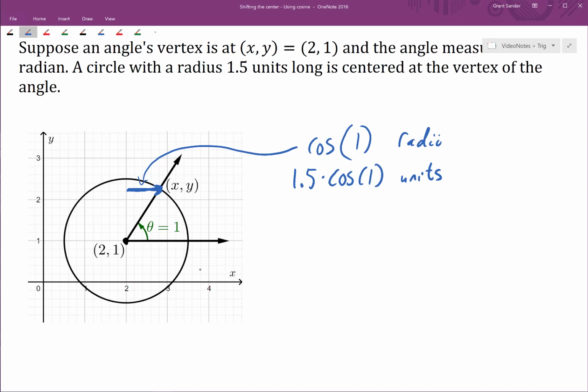However, that does not give us the x-coordinate of that terminal point. It just gives us the terminal point's distance to the right of the center of the circle. Notice that if we're talking about an x-coordinate, we're really talking about a horizontal distance to the right of the y-axis. And so we're missing this whole section right here, this whole length, that horizontal distance to the right of the y-axis. That horizontal distance is actually 2 units, because the center of that circle is already 2 units to the right of the y-axis.